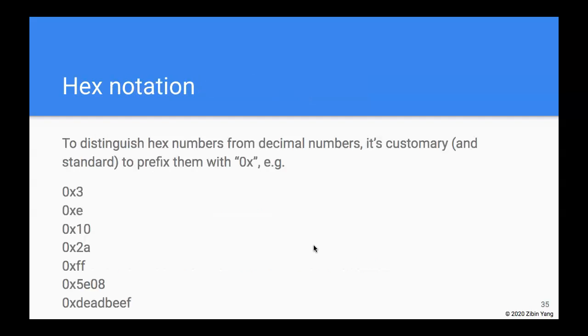And again, to disambiguate between hex numbers and decimal, binary, or other numbers, we usually prefix hex numbers with 0x. So 0x3, 0xe, 0x10, etc. These are numbers in hex. And you can see that you can actually spell some words in hex numbers as well, because it includes English alphabets.